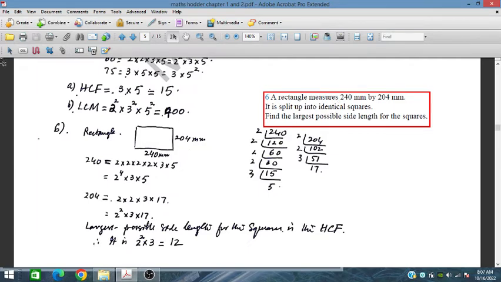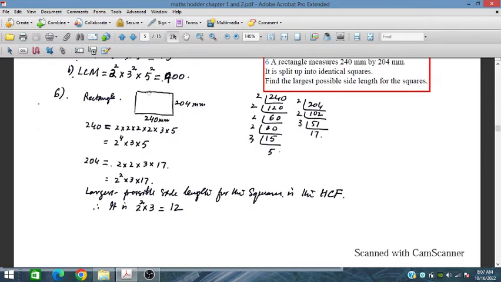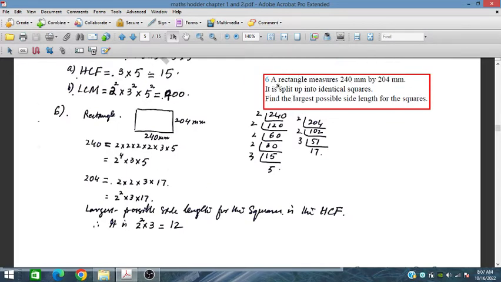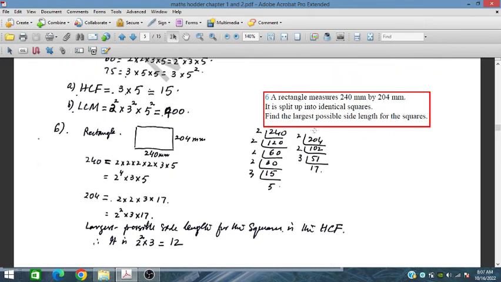This type of question is usually asked in final exams. So this is a rectangle. We have to find the prime factors of 240 and 204. So we have obtained this. We find the highest common factor, which will be the possible side length of the square. So this is 12. You can do this exercise as a demonstration at home to better understand this problem. This kind of question is usually asked in O-level exams. There is nothing written here that says this is HCF, but it is there in hidden form. So the understanding is important.